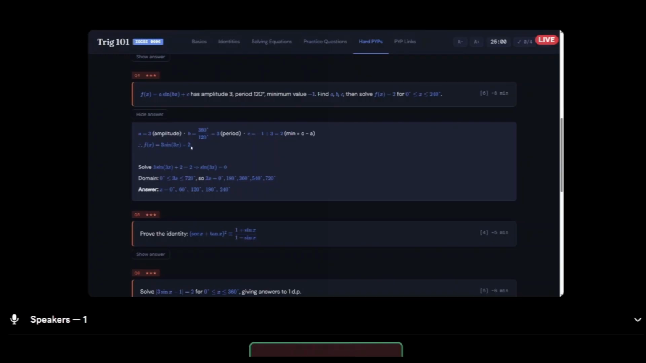So this is our final function, 3 sin(3x) plus 2. We sub this in, equals 2. Minus 2, so 3 sin 3x equals 0. That just means sin 3x equals 0. After that, we need to expand the domain first because there is more than 1 inside. So 3 times 0 equals 0, and 3 times 240 equals 720.